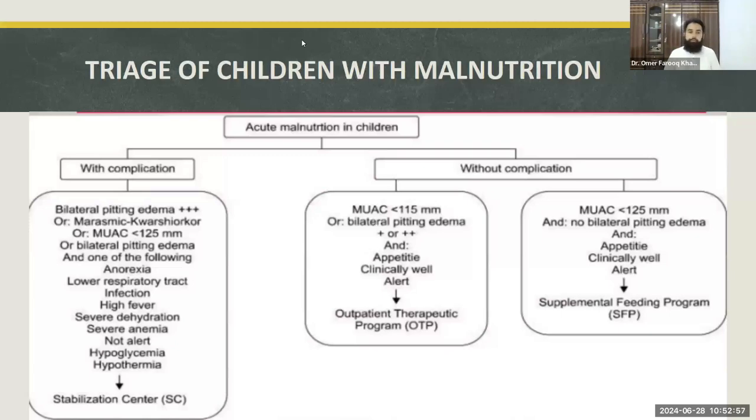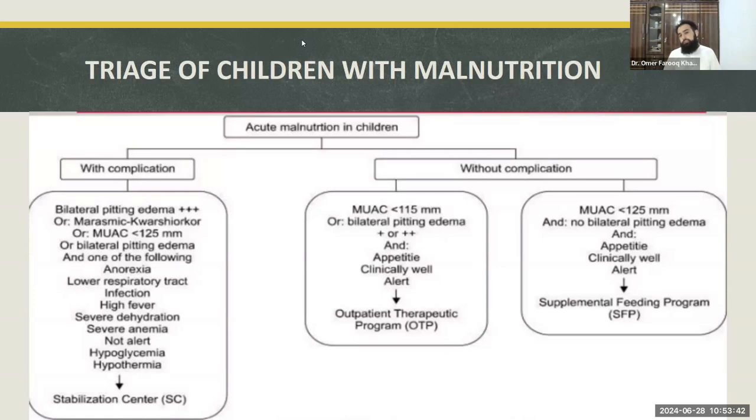The child needs to be admitted. That child cannot be sent home. If you see a child who is suffering from any of these complications and that child is malnourished, you cannot send that child home. It's a crime to send this kind of infant or toddler or young child, school going age, home. You need to admit that child in a child stabilization center where the children with malnourishment problems or acute malnutrition problems are treated. That child cannot go home because that child can die anytime.